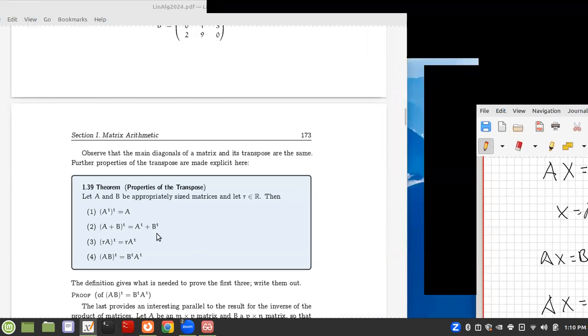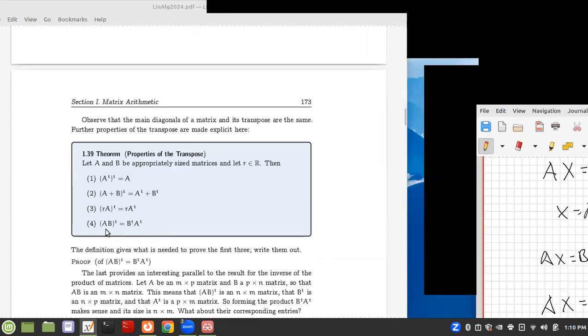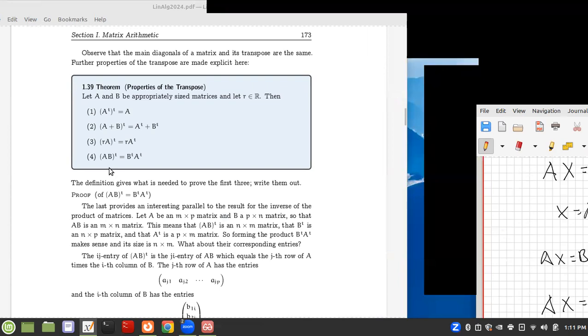Okay, you can look at the properties of transpose. The transpose of a sum is the sum of the transposes. And the transpose of a product is the product of the transposes in reverse order. It sort of works like invertibility.